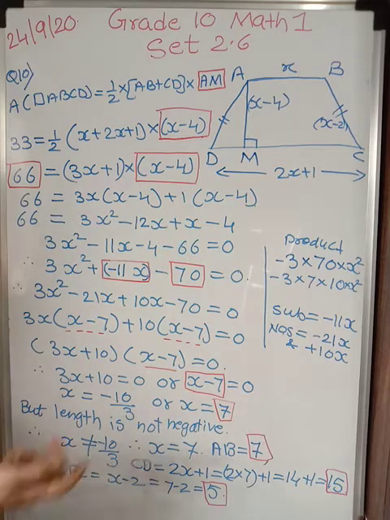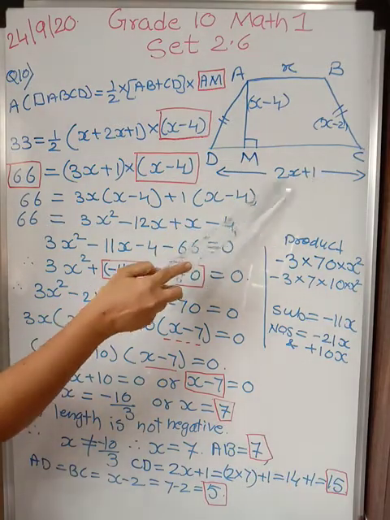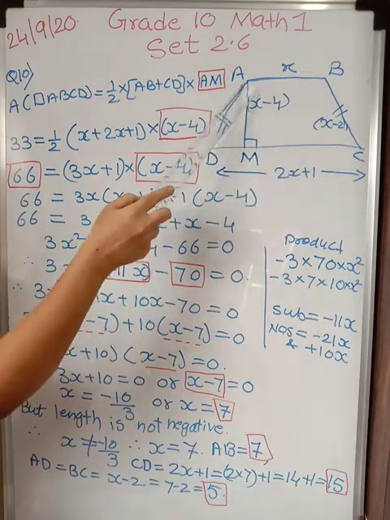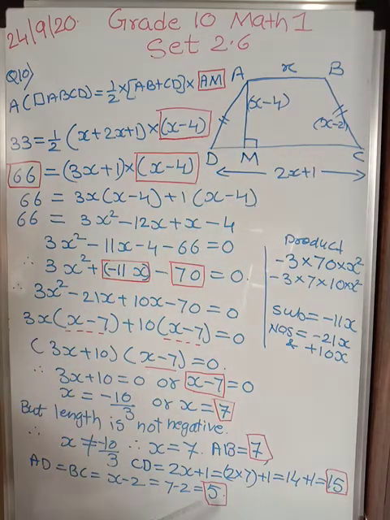Once you got x, what is x? AB. AB is asked, so your AB is x. Second, CD is asked. CD is 2x plus 1. So 2 into 7 is 14 plus 1 is 15. And BC and AD both are equal. What is it? x minus 2. If x is 7, x minus 2 will be 5.